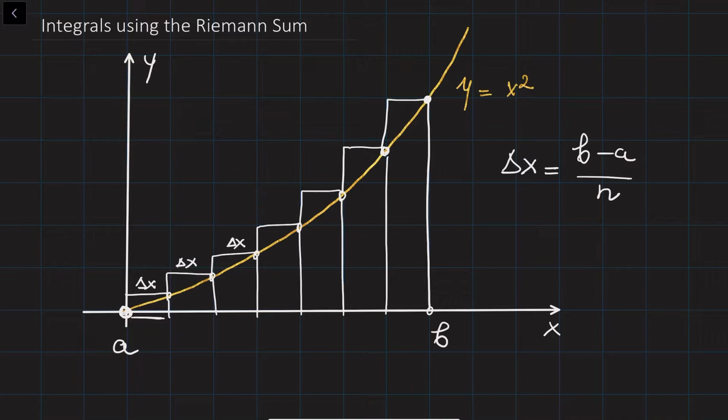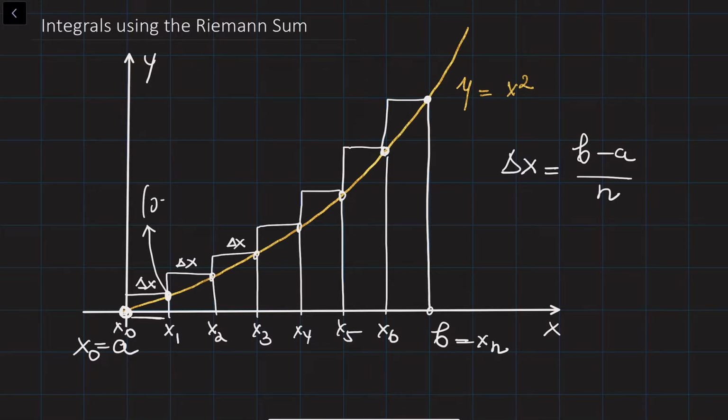In order to find the heights of those rectangles, we need to know the y-coordinates of these points. Let me denote this point as x1, and this is going to be x0. So a is equal to x0, and b is equal to xn. Then the next points are x2, x3, x4, x5, x6, and so on. So the coordinates of this point are x1 and f of x1.